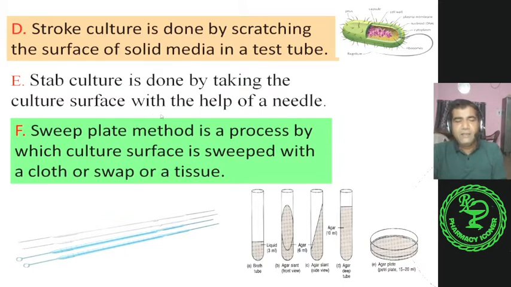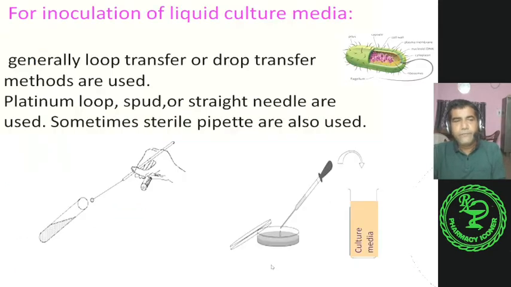Stabbing with the needle. Swab plate method. Here the microorganism or inoculum is taken in a swab or cloth and applied on the surface of the agar plate. So this is the swab plate method, the stroke culture method and the stab culture method. Those are the inoculation methods for solid culture.